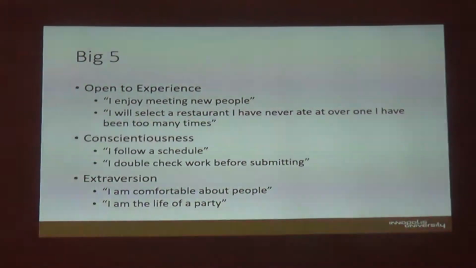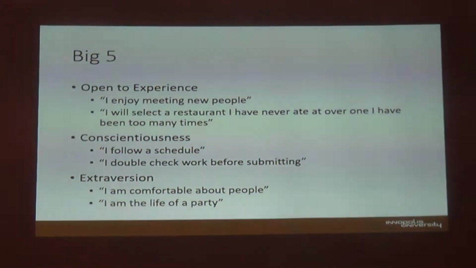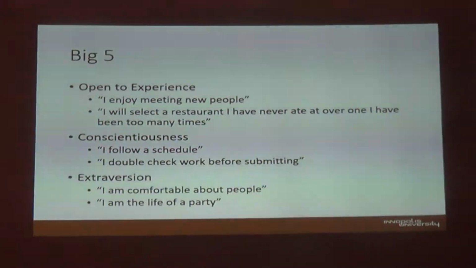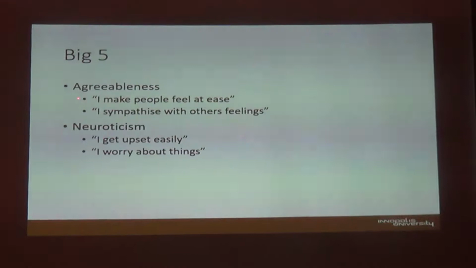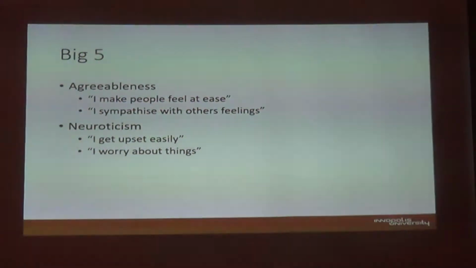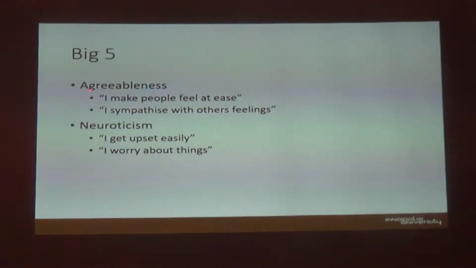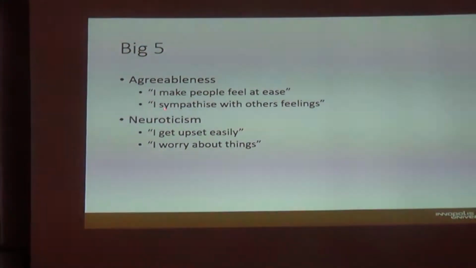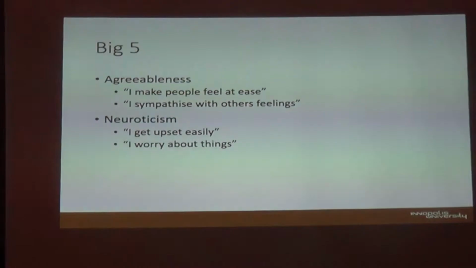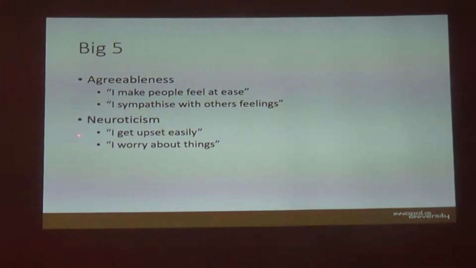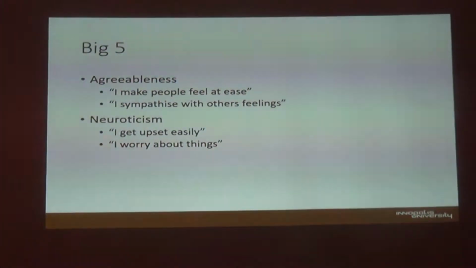Extroversion: I'm comfortable around people. I'm the life of the party. So depending on how you score, do I like or dislike these statements, you can come up with a personality picture of someone. Agreeableness: I make people feel at ease, I sympathize with others. And neuroticism, which they've kind of changed because, I don't know, it's a fine word: I get upset easily, I worry about things.